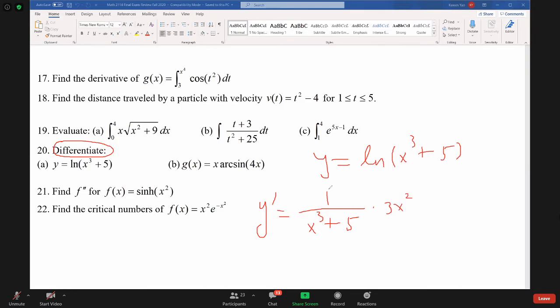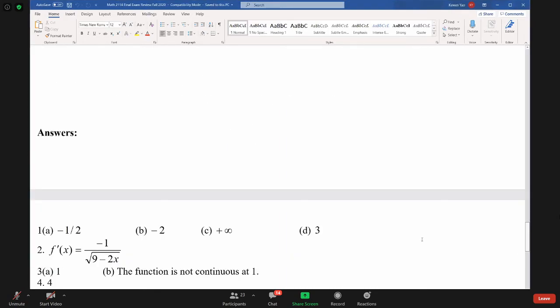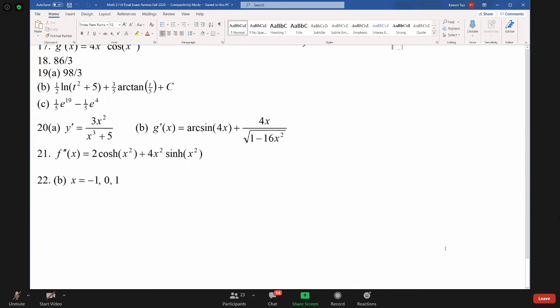Now this equals what? 3x squared over x cubed plus 5, right? So that's easy. The final answer is 3x squared over x cubed plus 5 by using the chain rule. This is much easier than the integration, right? So we have found the final answer, 3x squared over x cubed plus 5. Okay, we verify the answer. It's so easy. Same thing, right? 3x squared over x cubed plus 5. By using the chain rule, this is much easier than integration.